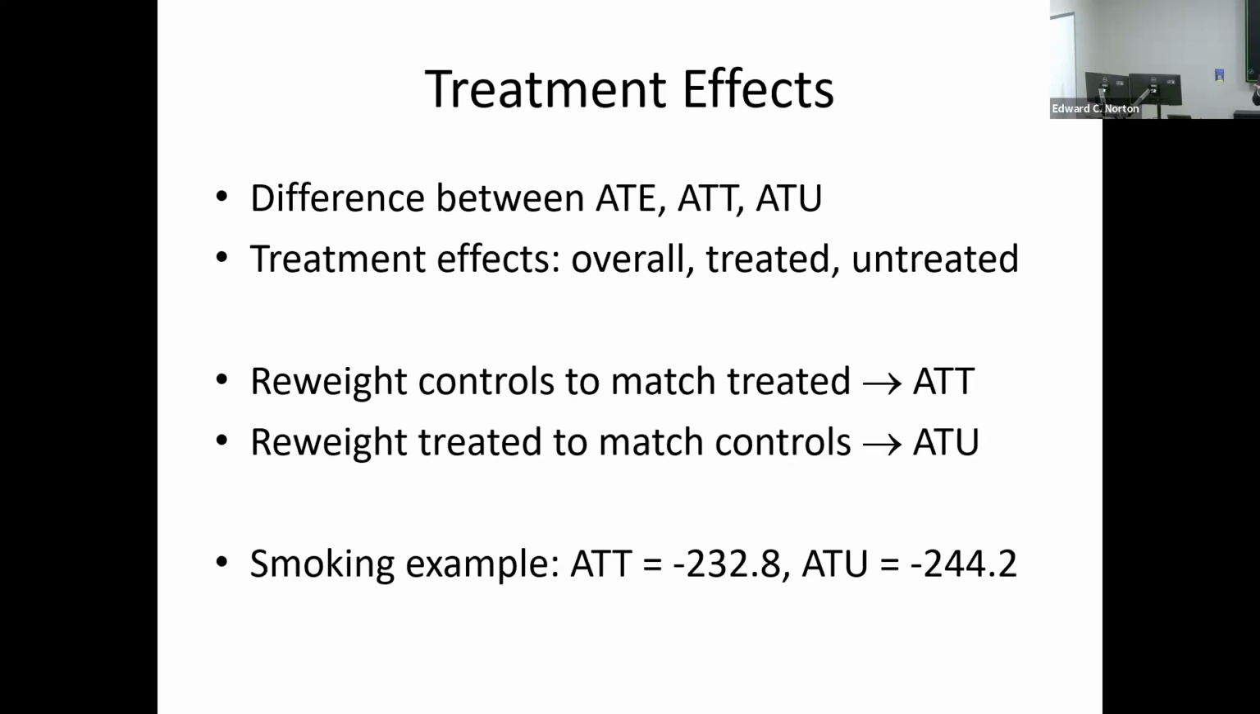You can actually do the opposite. You can reweight the treated to look like the controls. Why not, right? We could just redefine things, reweight the treated to look like the controls, and then you get an average treatment effect on the untreated, okay? Having run that, we get slightly different numbers. Conceptually, they are slightly different. They are different populations. You would expect to get slightly different numbers in this particular example. They answer different questions.